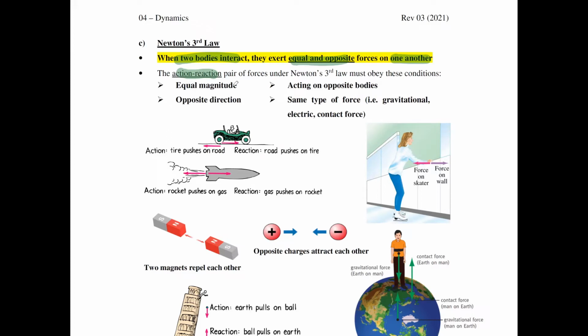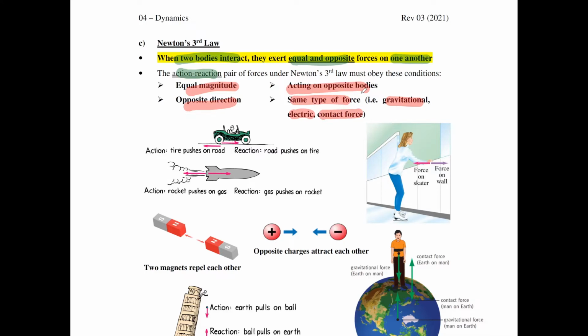The first one is that they must be equal magnitude. Second one is that they must be opposite direction. The third one is that they must act on opposite bodies, two different bodies. And the forces, lastly, must be the same type of force. If it's gravitational force, it must be gravitational force. If it's electric force, it must be electric force for the action-reaction pair. If it's a contact force, it must be contact force. If it's magnetic force, it must be magnetic force for both the action-reaction pair.